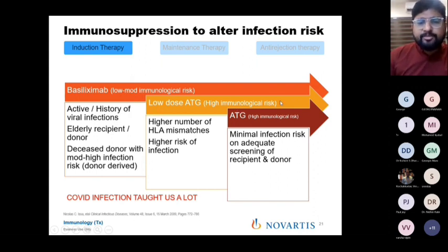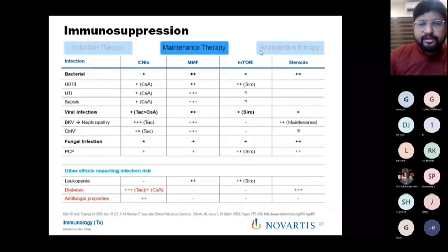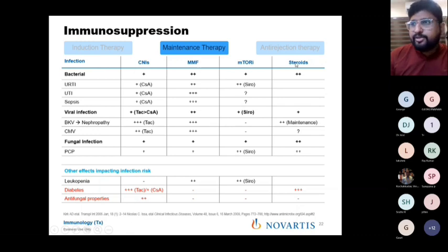For patients who have high immunological risk with a high number of HLA mismatches but higher risk for infection, you can go for low dose ATG, or you can go for high dose ATG for high immunological risk with a minimal infection risk profile. So the choice of induction agent and the amount of induction agent has to be decided depending on the primary characteristics of each recipient individually. But when you look at the maintenance therapies, what are the options we have got? We have got CNIs, MMF, mTOR inhibitors, and steroids, which we commonly use.